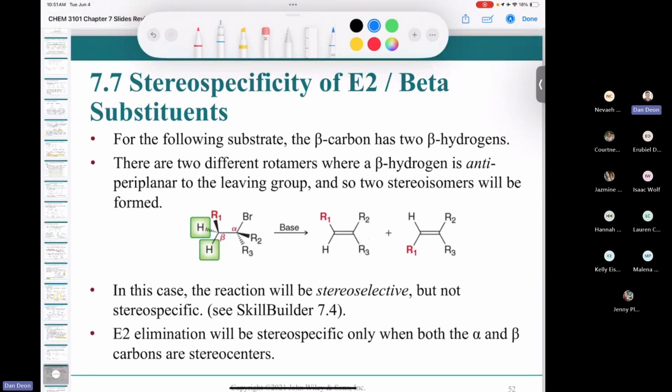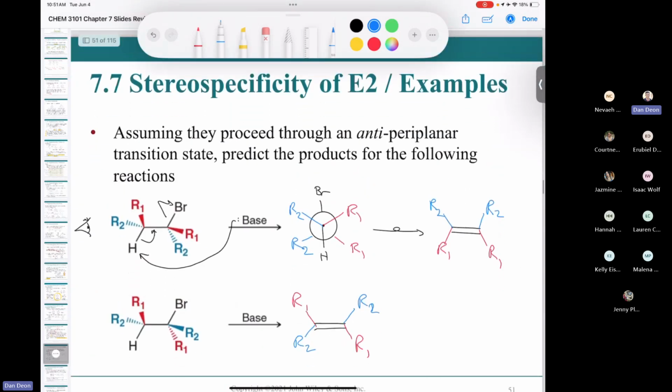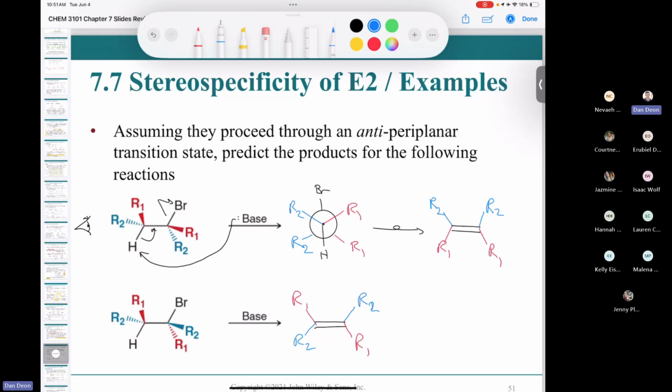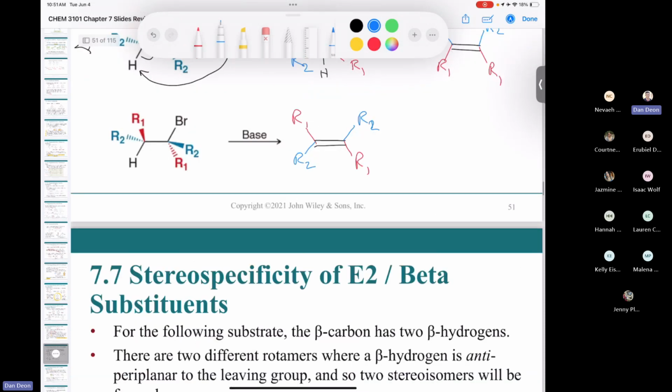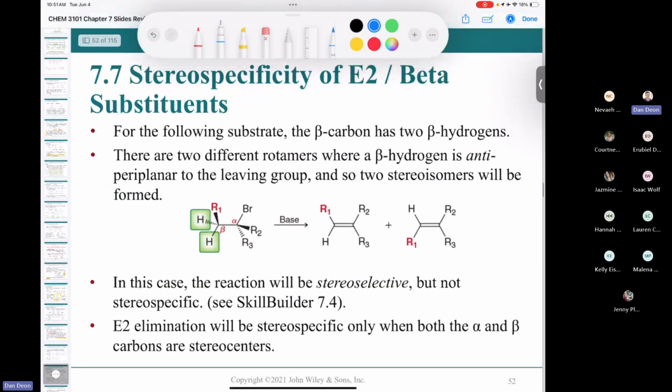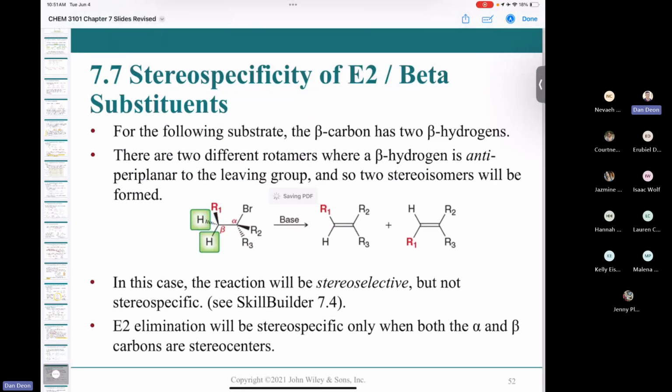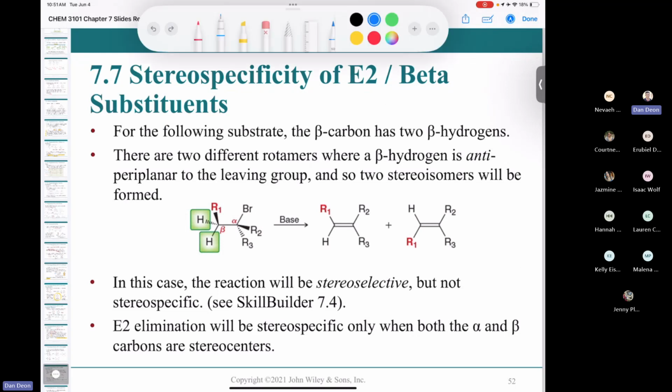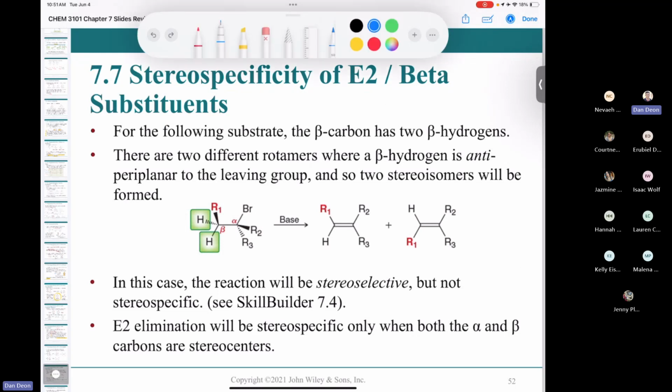All right. So, stereospecificity of E2 when you have two beta substituents. The only time it's going to be stereoselective is when you have one beta proton. If you have two beta protons, you don't have to draw a Newman projection. So here we have two beta protons. In that case, you just draw both of the products, and whichever one is less sterically hindered, we usually say that one is going to be the major product.